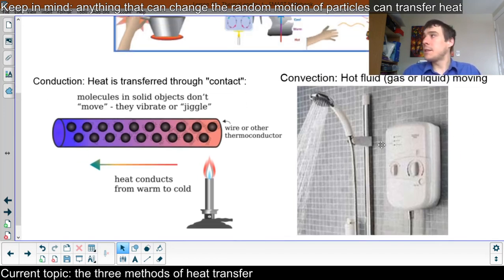So the best example here is a shower, right? I'm upstairs. My shower is actually behind that wall. But the hot water tank, where the water actually gets hot, is two floors down in my basement. So when I turn on the shower, it takes a little bit of time for the water to heat up.